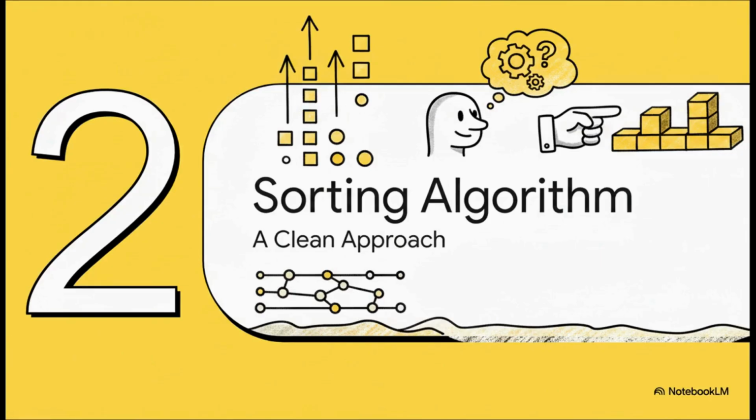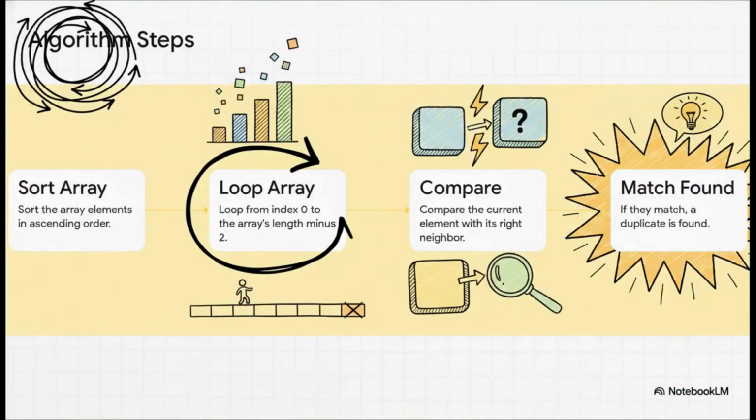And remember, we are still holding off on code to focus purely on human logic. All right, here are our algorithmic steps laid out in plain English. Step 1, we sort the array in ascending order. Step 2, we loop through the array, starting at index 0. Now pay very close attention to this next part. We only loop up to the array's length minus 2.